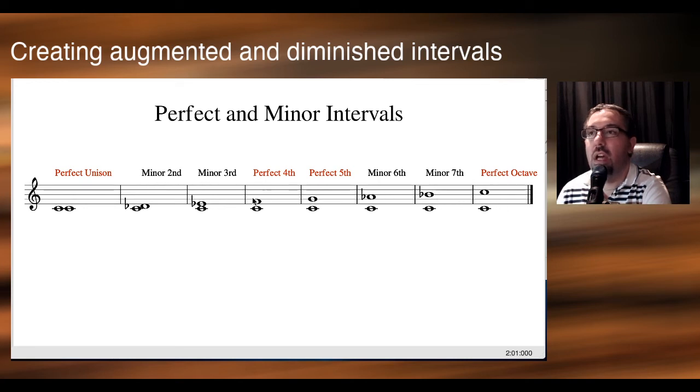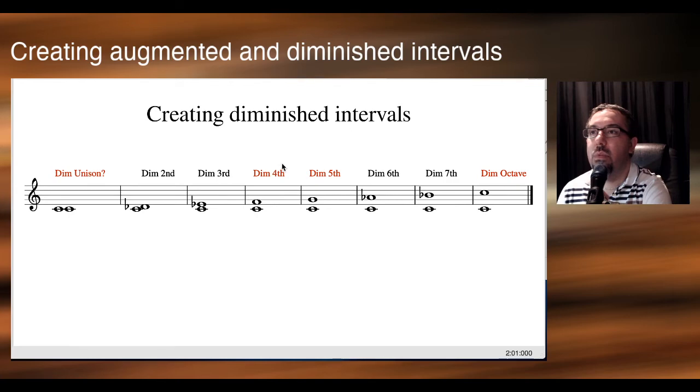And we discussed in another video that the major intervals are relative to the minor intervals. So what happens if we then lower these intervals? Let's move over to my next example where we can create diminished intervals. I'm going to come back to the concept of diminished unison. There's a bit of controversy over that one. But I'll move on to the diminished second.